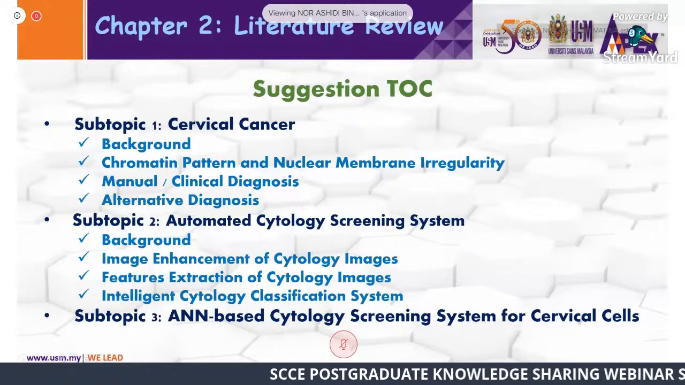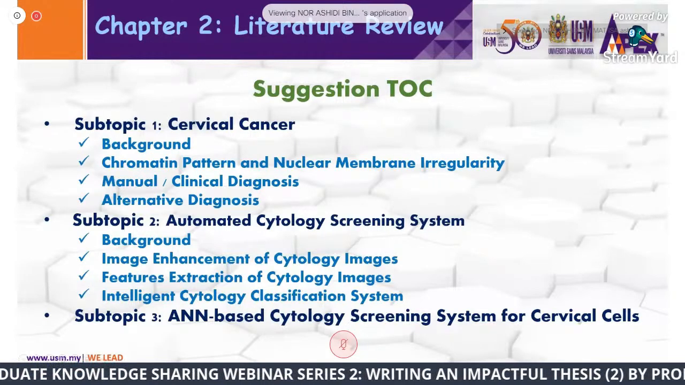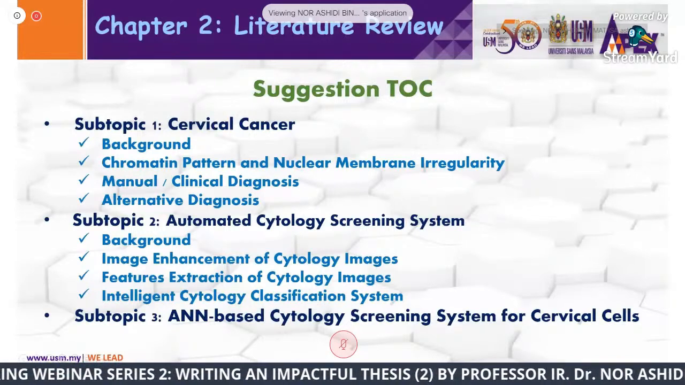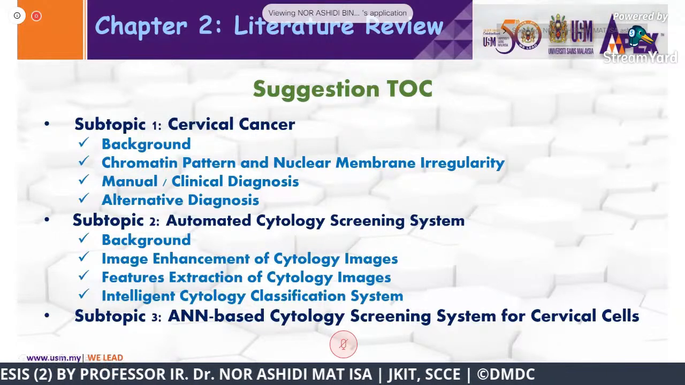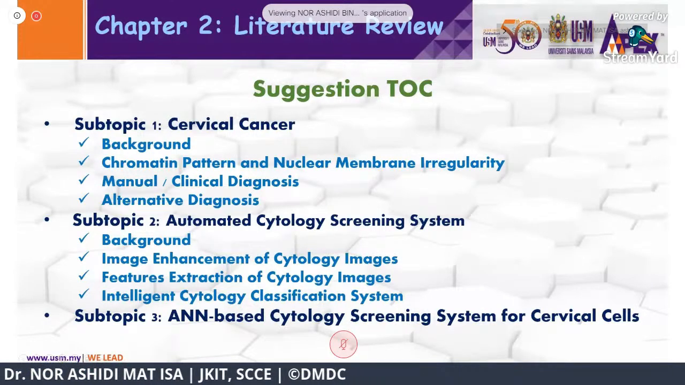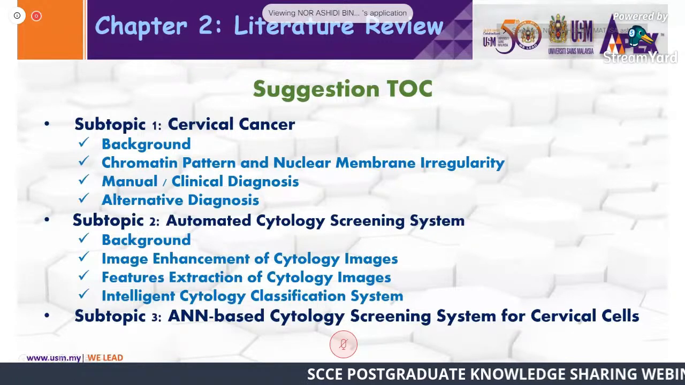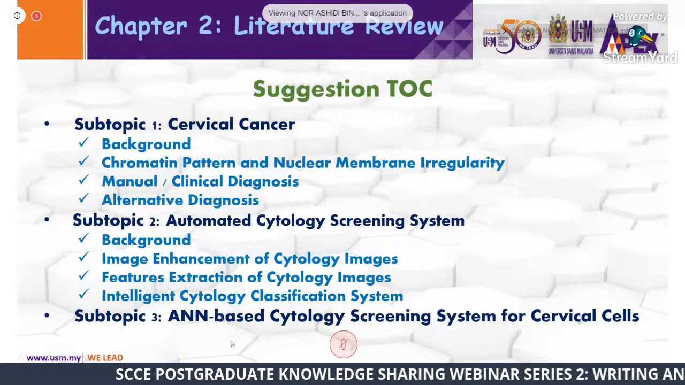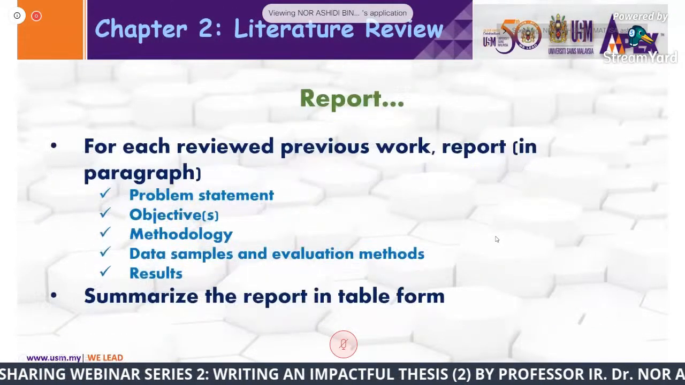The differences in their proposed approaches, in their data sets, and in their results. What are their advantages and what are their disadvantages. That's how you identify your literature review. After you identify, you move to the second one, which is the report.